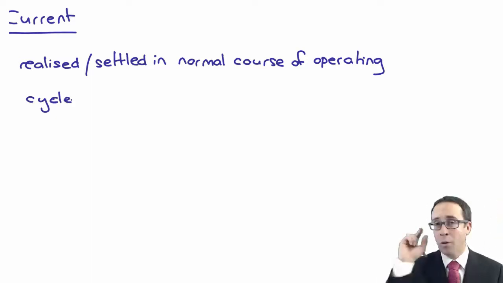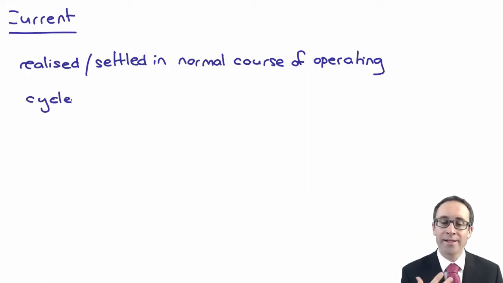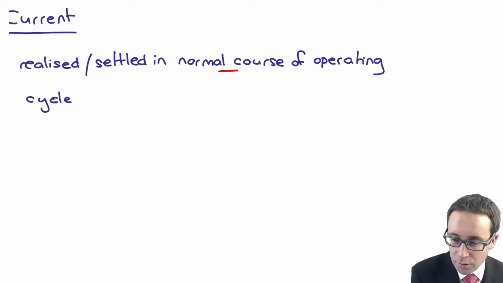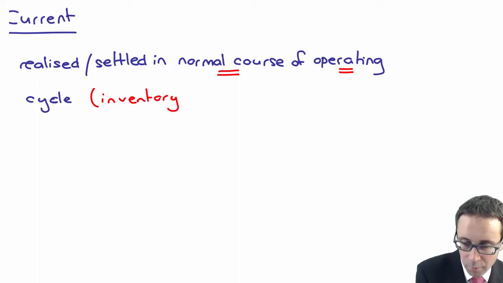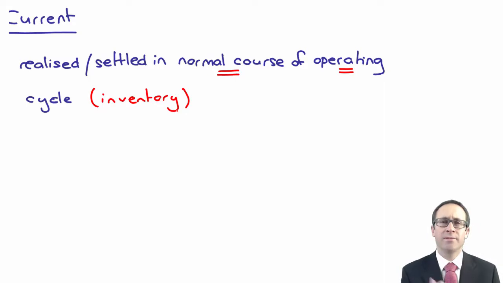Sounds quite fancy, so I'll give you a moment to copy what's just above my shoulder. But it's there: it's realized if it's an asset, so you are going to collect the cash, or settled if you are paying the cash in the normal course of the business's operating cycle. One of the key ones there will be your inventory, because yes, we expect inventory to be sold in less than 12 months, don't we? So it does tie back to what we had within the certificate level paper.